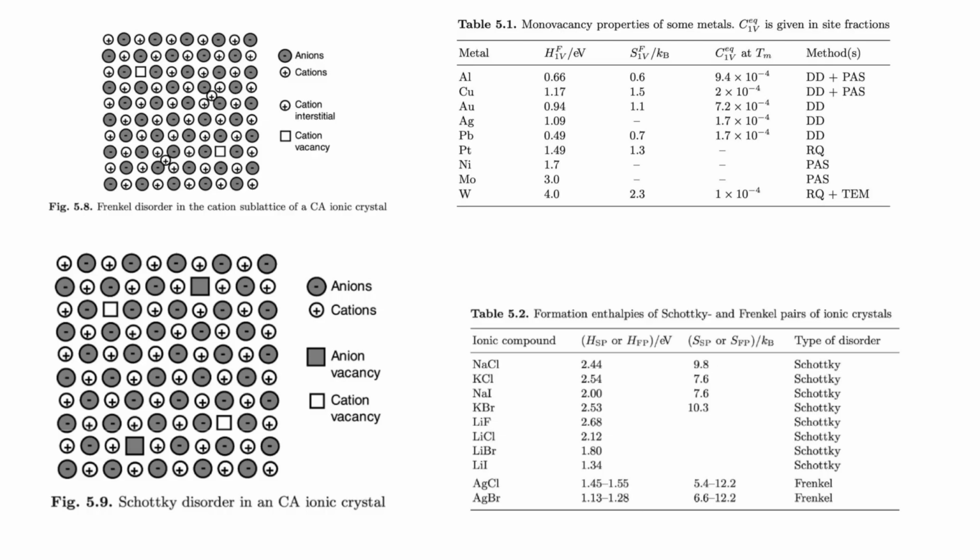But for the ionic crystal, we cannot simply remove one cation or one ion. We have to remove them in pairs. So if we remove a cation, we create a cation vacancy, and at the same time create an anion vacancy. So this is what's called Schottky defects or Schottky disorder. So SVV with 2 vacancies.